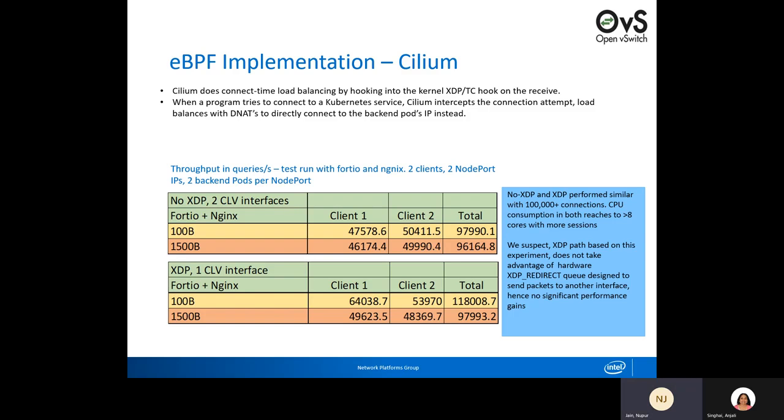What we observed in this experiment that we ran was that there wasn't a significant performance improvement of XDP over the non-XDP solution. And this may be because we suspect that the XDP path may not be taking advantage of the hardware XDP redirect queue designed to send packets to another interface. There are more results at the end of the slide.